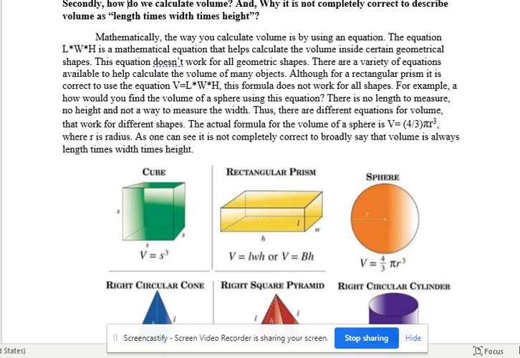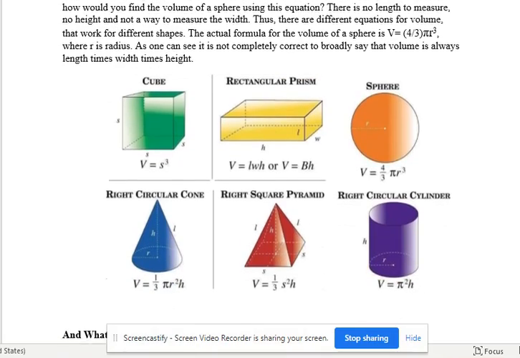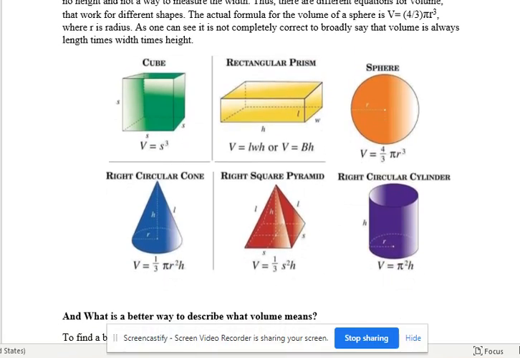For example, how would you find the volume of a sphere using this equation? There is no length to measure, no height, and no way to measure a width. Thus, there are different equations for volume that work for different shapes. The actual formula for the volume of a sphere is V equals 4/3 pi r cubed, where r is the radius. As one can see, it is not completely correct to broadly say that volume is always length times width times height.